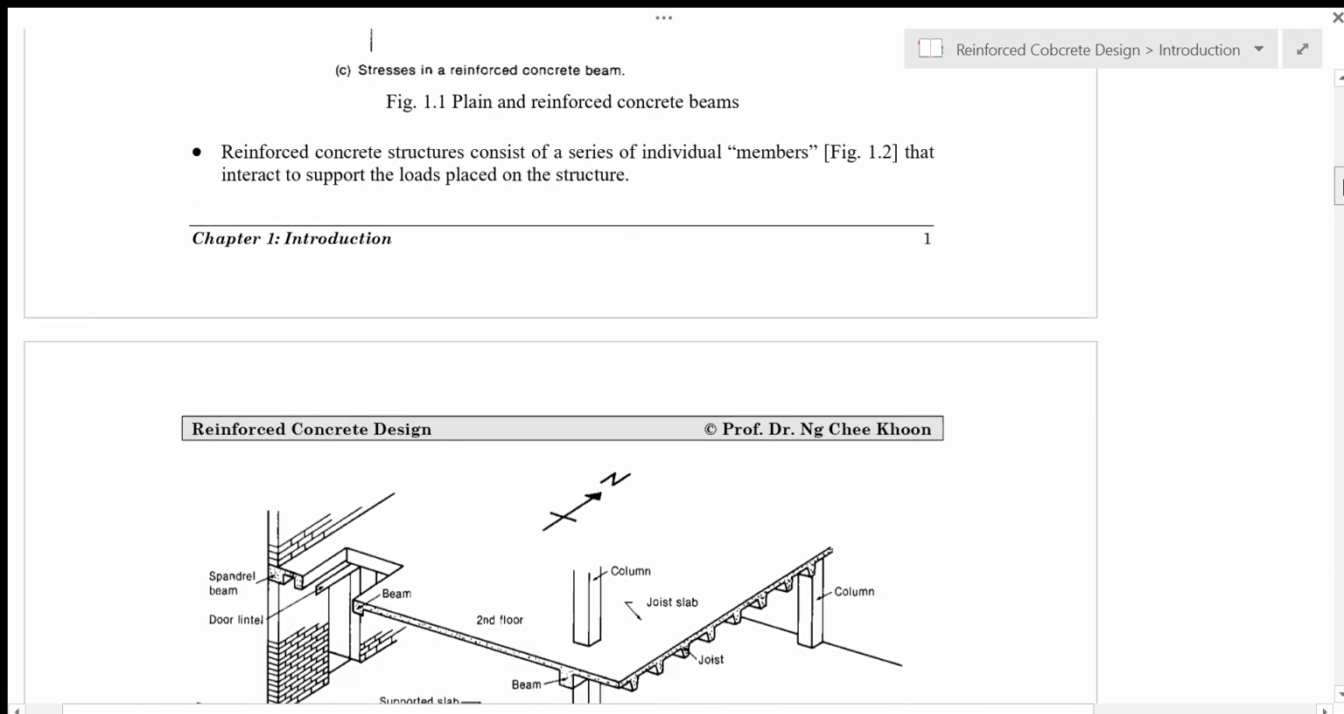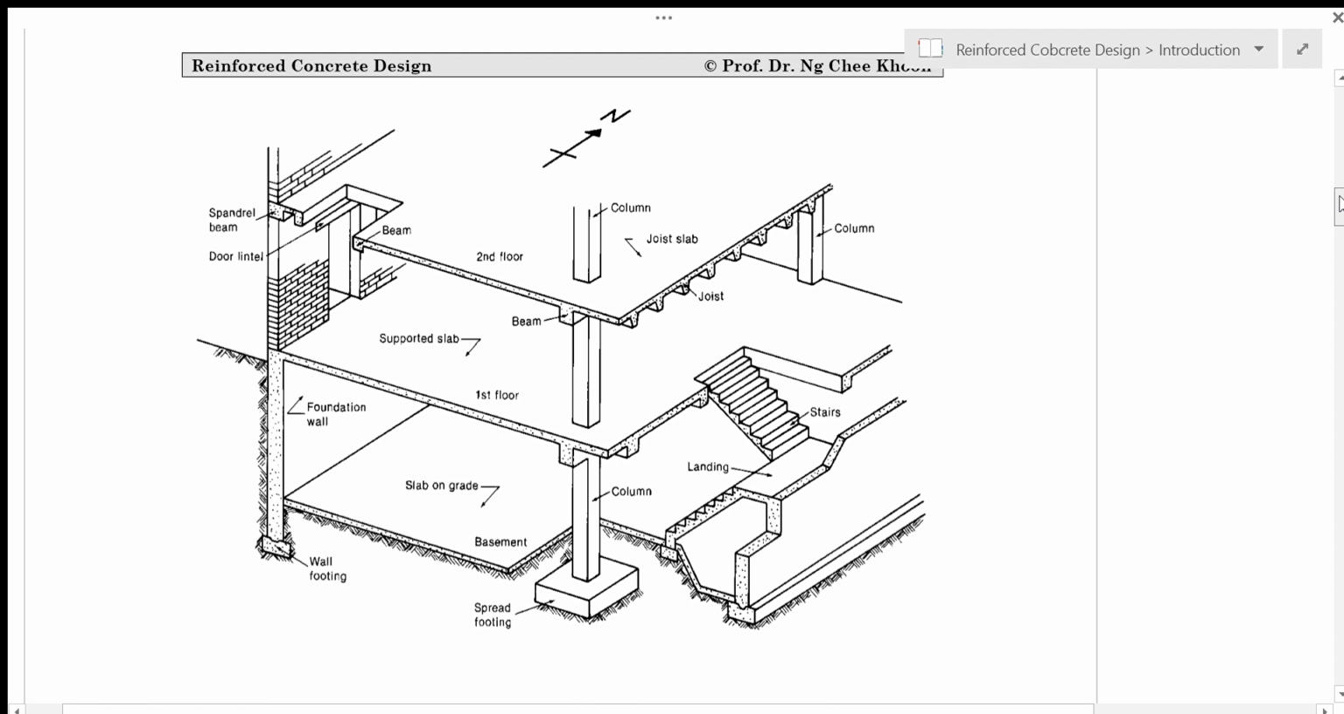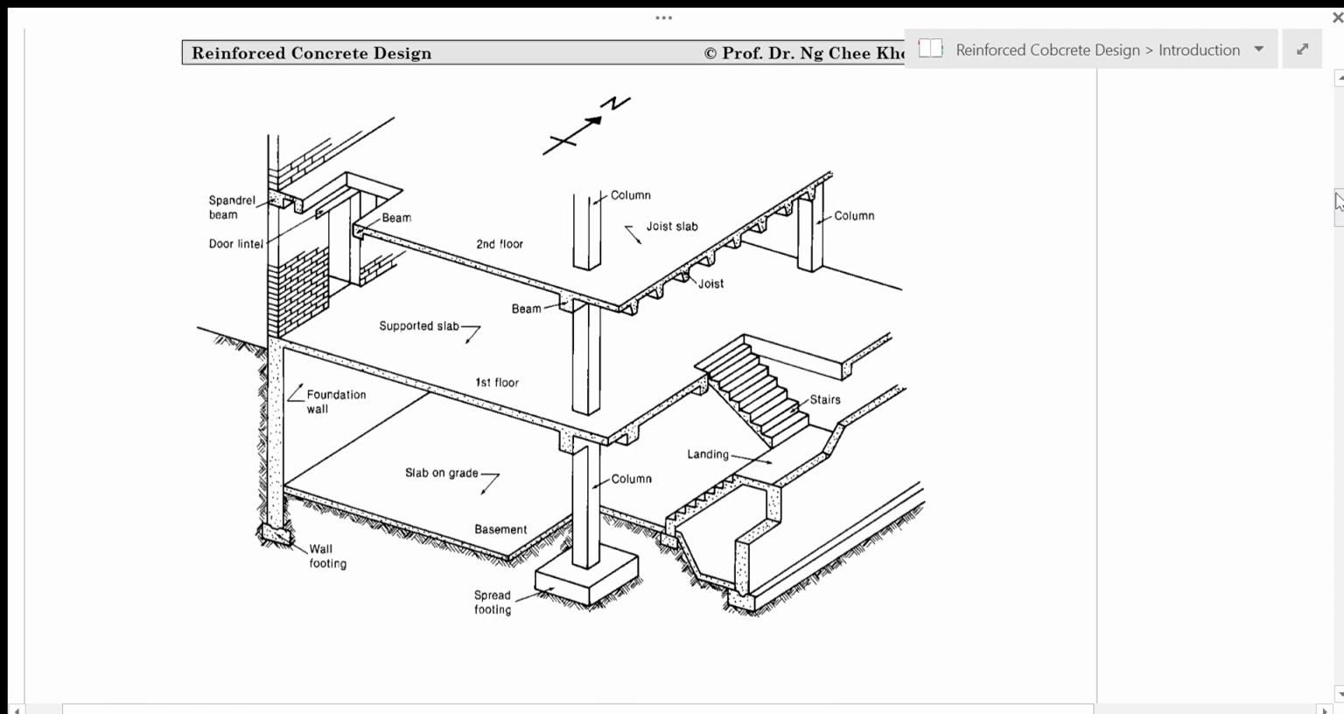Reinforced concrete structures consist of a series of individual members, as we can see from this diagram. All these members interact with each other to form the whole structure. In this case, we can see that there is a slab which is suspended, and then we also have slab on grade. In this course, we are only looking at suspended slab or supported slab.